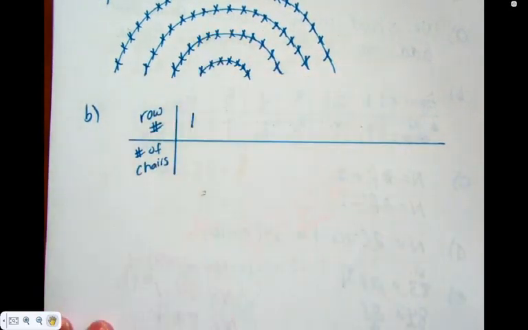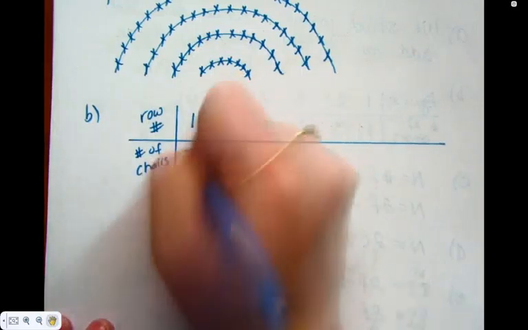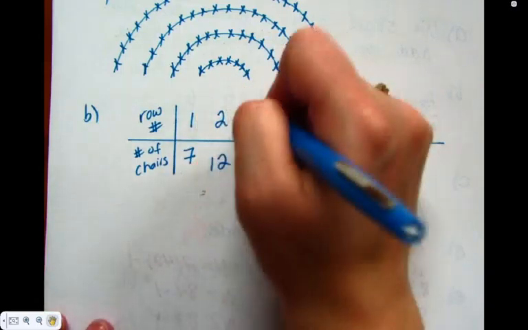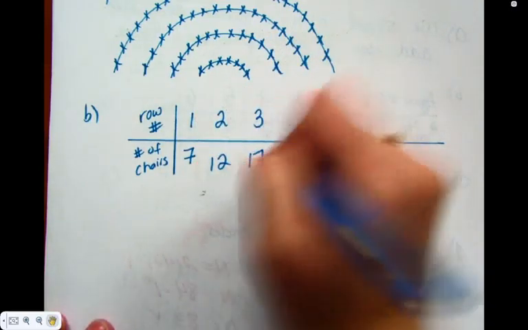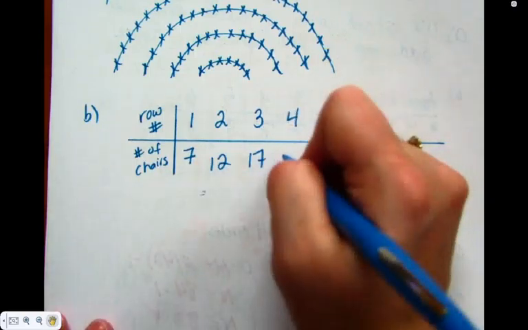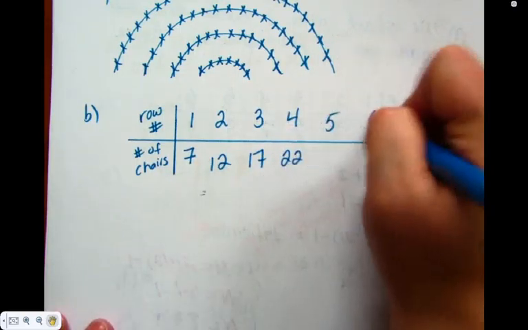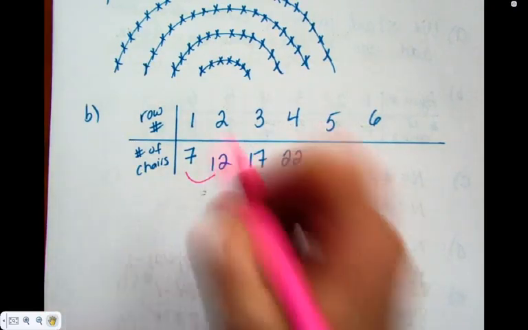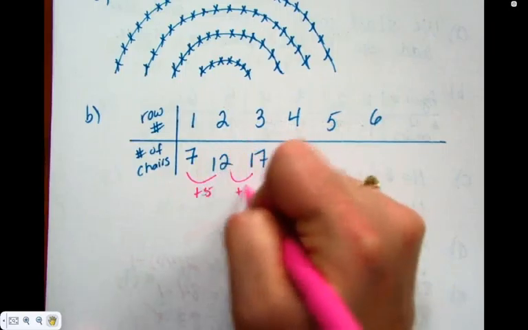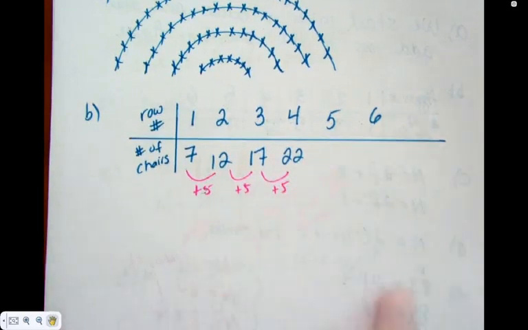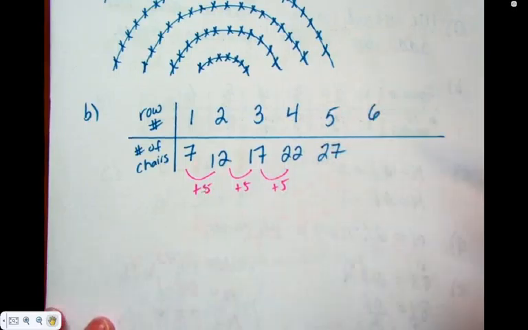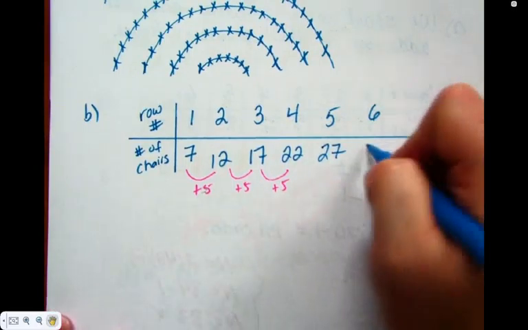Okay, so first row, how many chairs did we draw? 7. Second row? Third row? Fourth row? And let's do the fifth and sixth to show that we know the pattern. So all we're doing is looking at what are we adding? 5. So 22 plus 5. And then 27 plus 5.